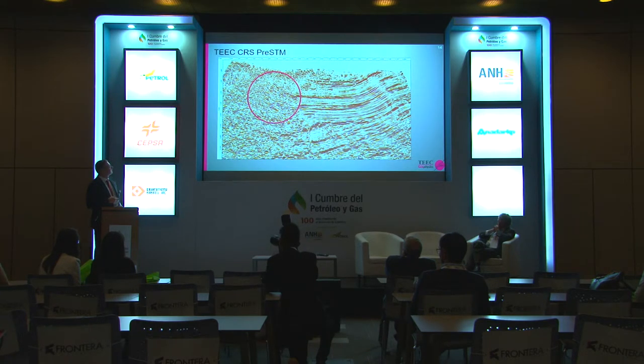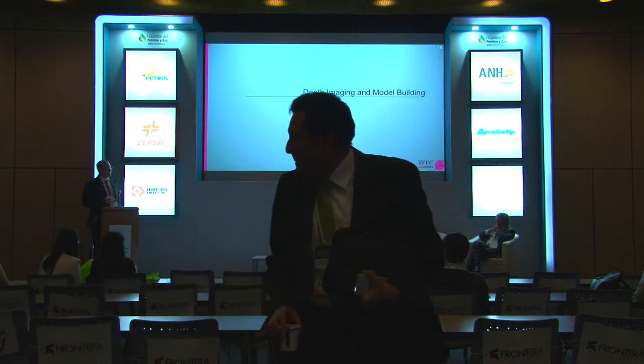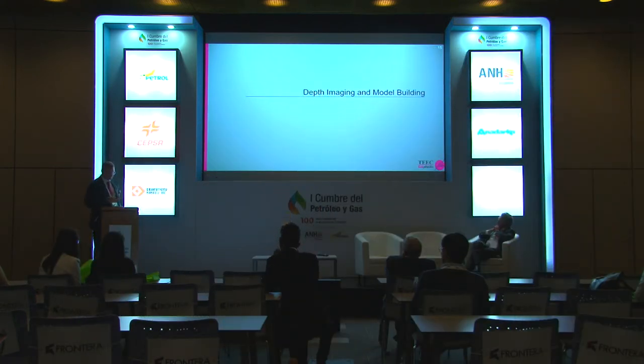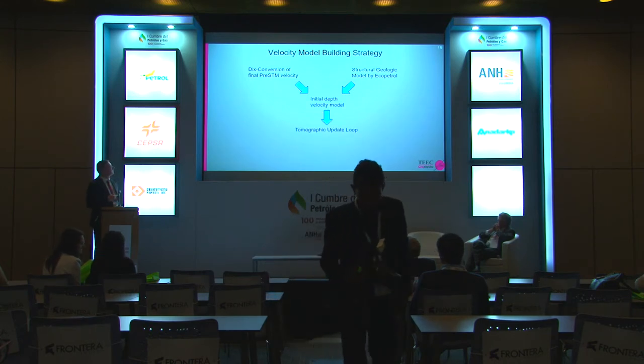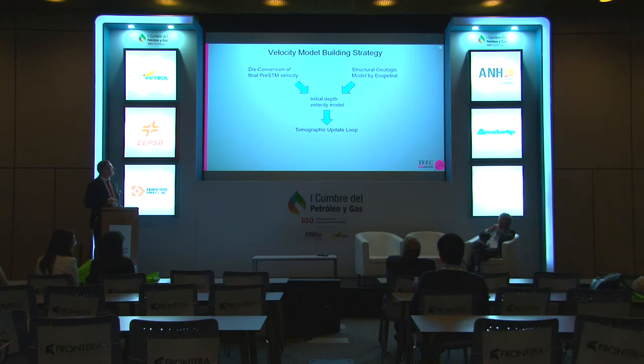The next thing that we did, okay, maybe we can even do better if we apply depth migrations to this data set. So we set out to test this, and we started by using the final time migration velocities. We converted them by a Dix conversion. Additionally, we had information available from Ecopetrol. They gave us the model that they have of the geology. And essentially, we combined this information. We created an initial velocity model, and this model we put into a tomography update loop. And we iterated until we sufficiently had flat image gathers, which is the usual approach to do this.